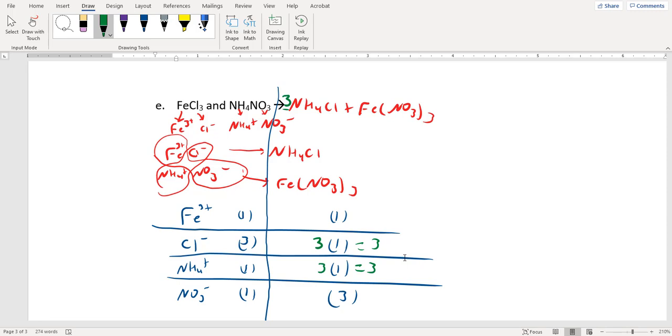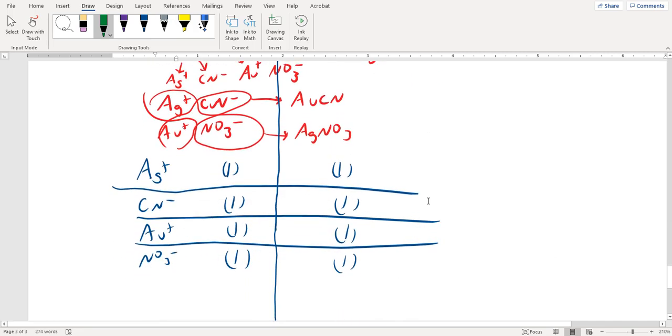Now we start all over again. 1, 3, 3. Now let's go to the ammonium side. Notice the ammonium and nitrate are not matched up. So I'll put a 3 right here. So 3 times 1 is 3, 3 times 1 is 3. Now the ammonium nitrates are balanced out on both sides. So it's a 1, 3, 3, 1 ratio. And in this case, the 1s are simply implied. Let's do the next one.